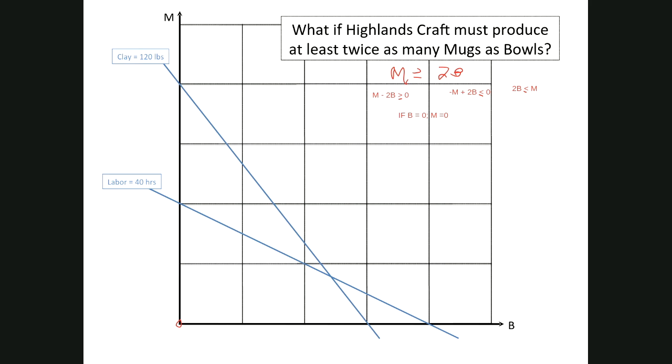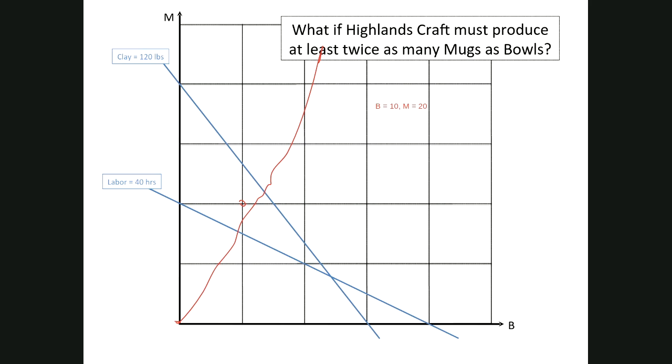Let's let b equal 10. And if b equals 10, we know that m equals 20. It's twice as many. So then we'll have the origin and 10 bowls and 20 mugs. So here's another point on this line. So the constraint line should go through those 2 points.